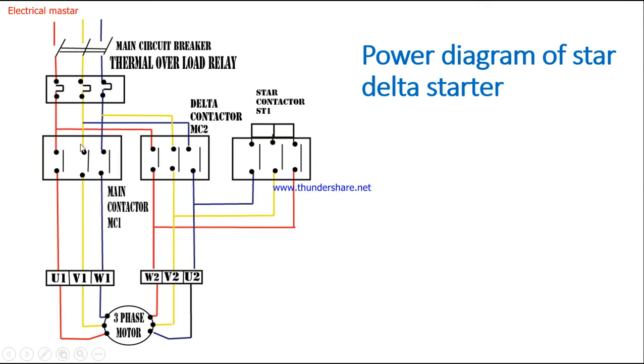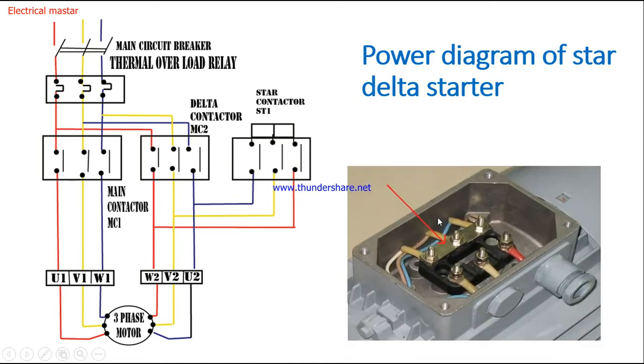Here you can see the wiring. The RYB supply is directly connected to the main contactor, and it is taken out and connected to the power terminals of the motor. Normally 3-phase motors have 6 terminals. You can see this picture. These are U1, V1, W1 and U2, V2, W2. These 6 terminals will be placed.